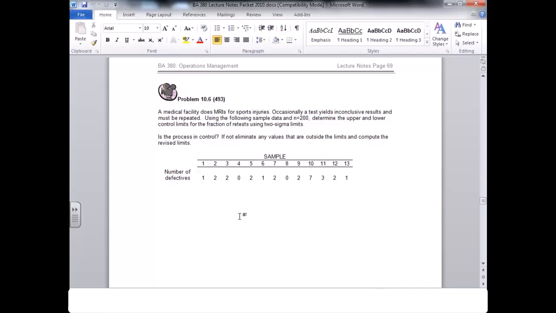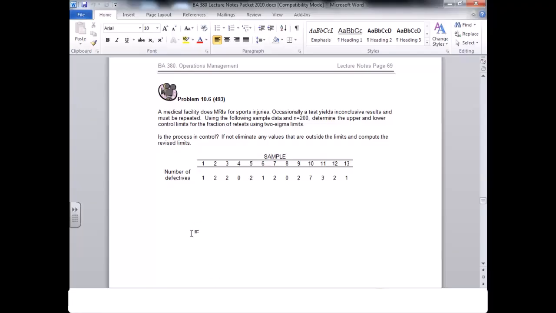Problem 10.6. A medical facility does MRIs for sports injuries. Occasionally, a test yields inconclusive results and must be repeated. So this is the process, okay? The process of performing MRIs for sports injuries. Using the following sample data and N of 200, determine the upper and lower control limits for the fraction of retests using 2 sigma limits.